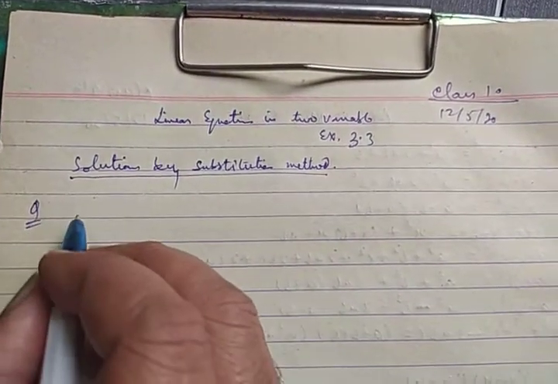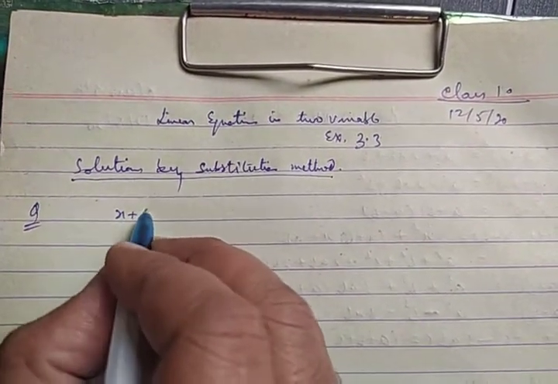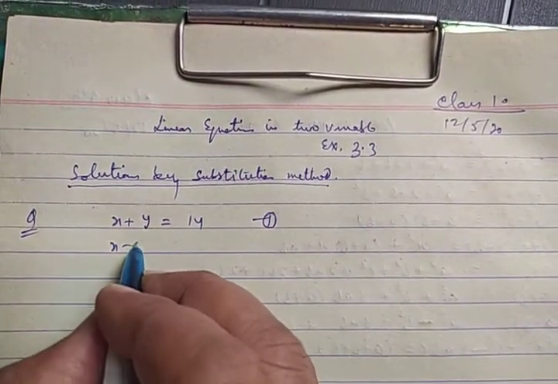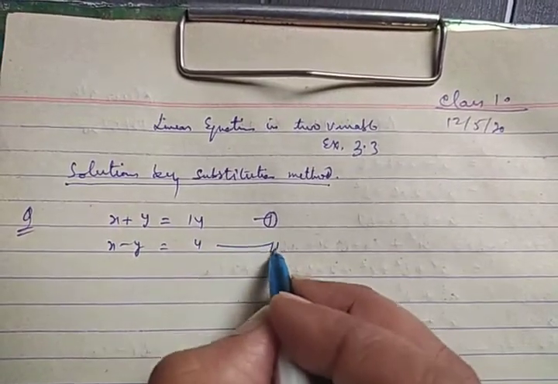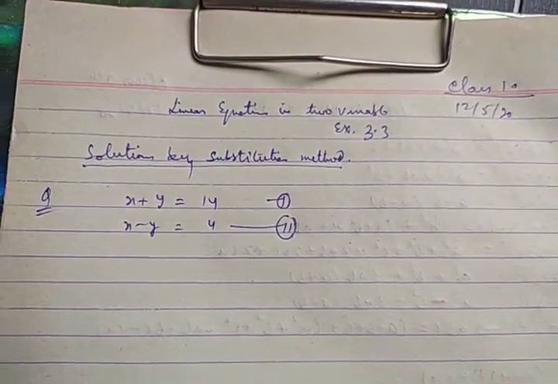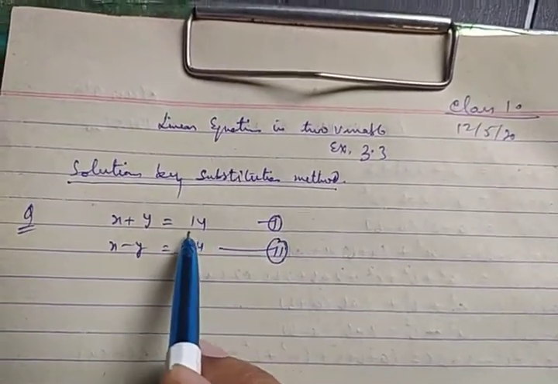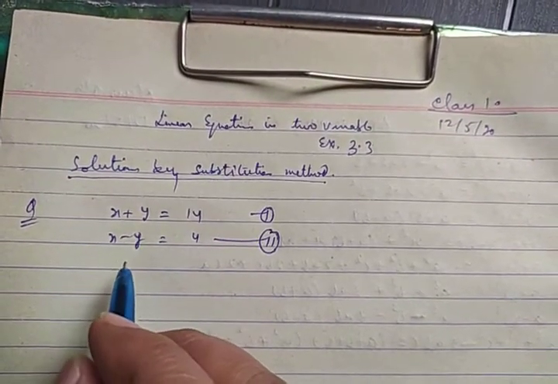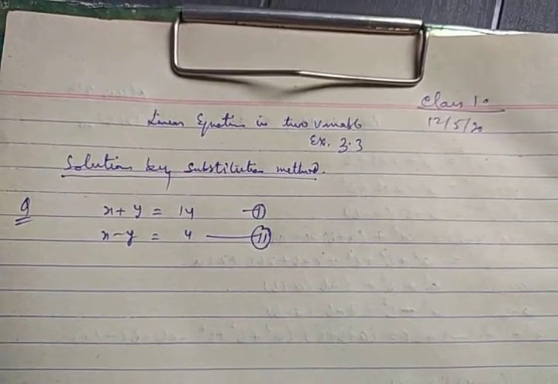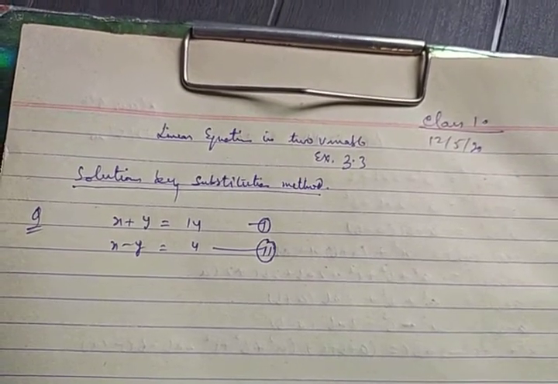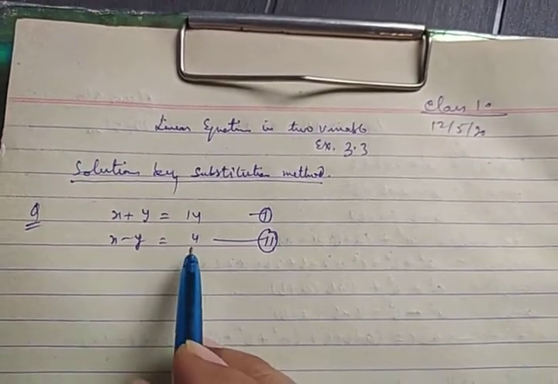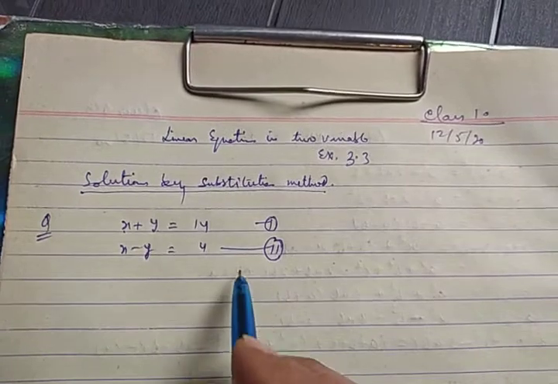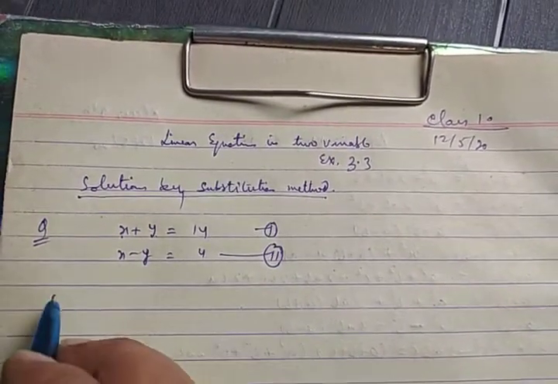Take question 1. Question is x plus y is equal to 14, equation 1, and x minus y is equal to 4, equation 2. These two equations have been given. There is no need to write the equation in standard form, as I told in exercise 3.2. That was for the sake of that type of solution, whatever was required in 3.2. Here, simply whatever is given, you will find the value of either x or y in terms of the other variable. I am writing the steps, you just follow.